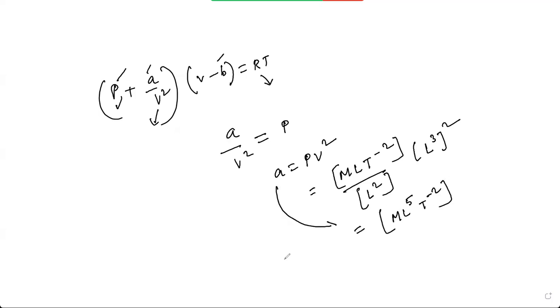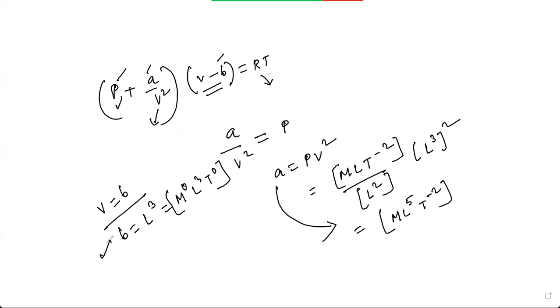So A is this one, and now V minus B. So V equals B, since only same quantities can be added according to the principle of homogeneity of dimensions. So B equals L cube, which is M naught L cube T to the power 0. So the dimensional formulas of A and B are given here.